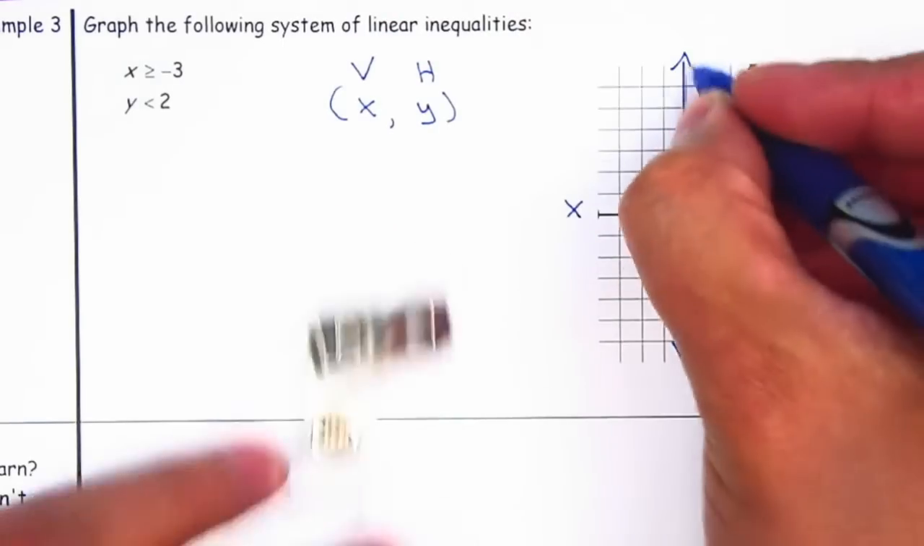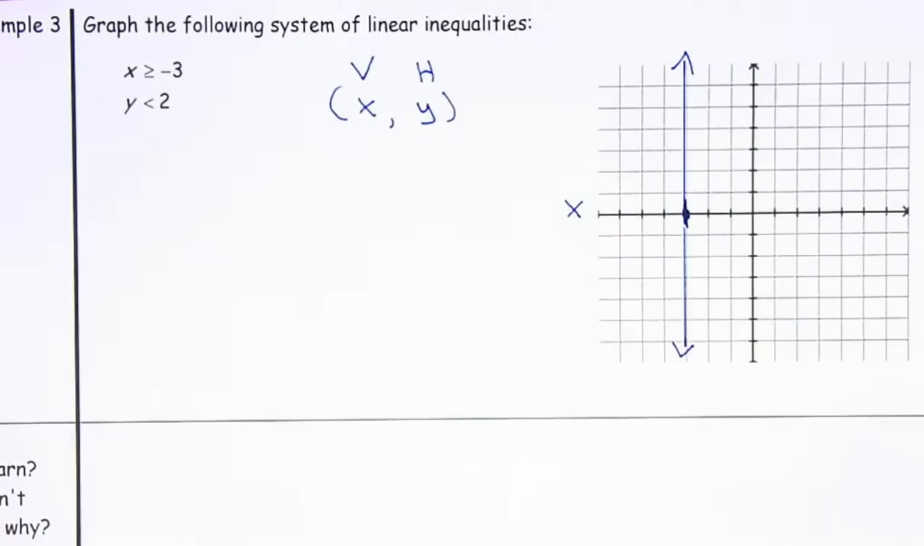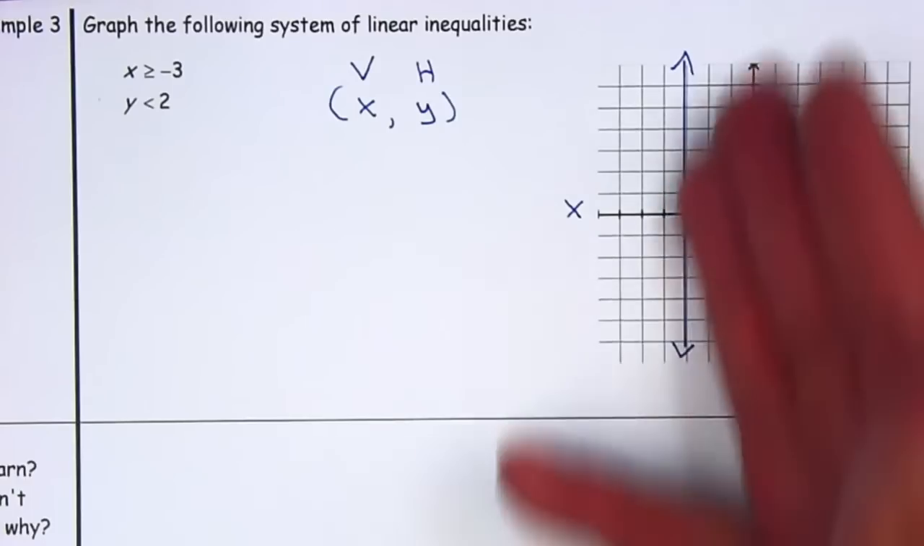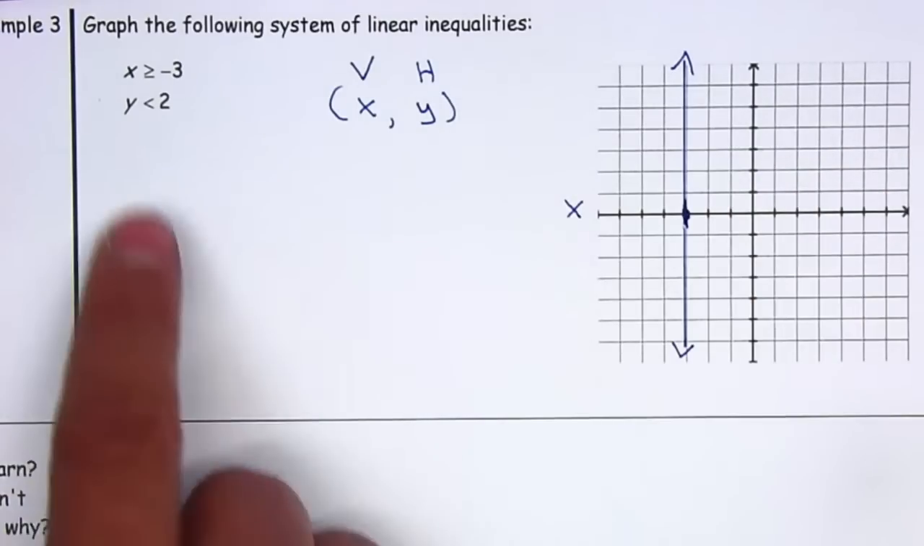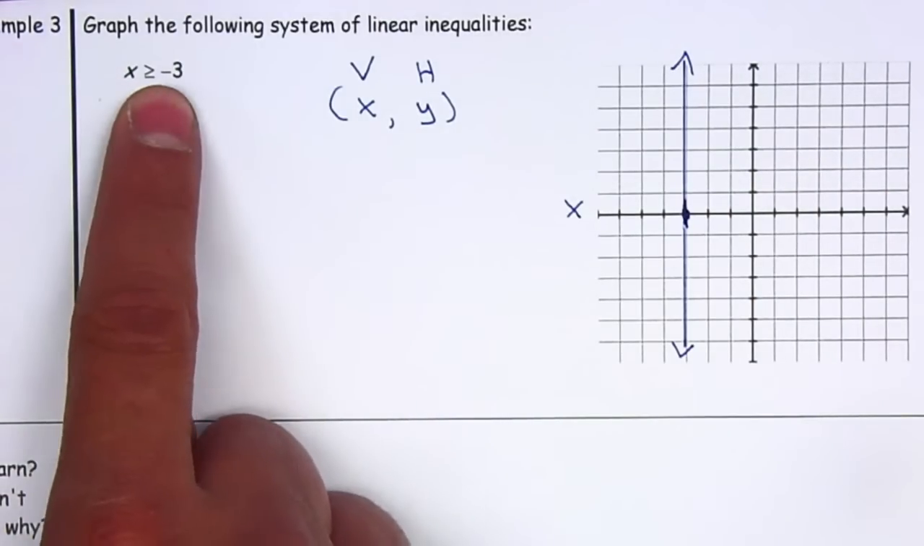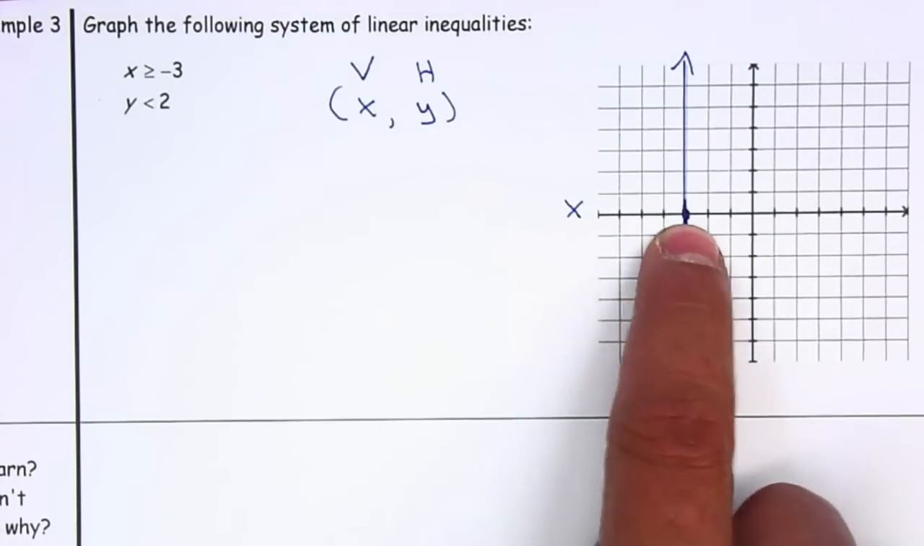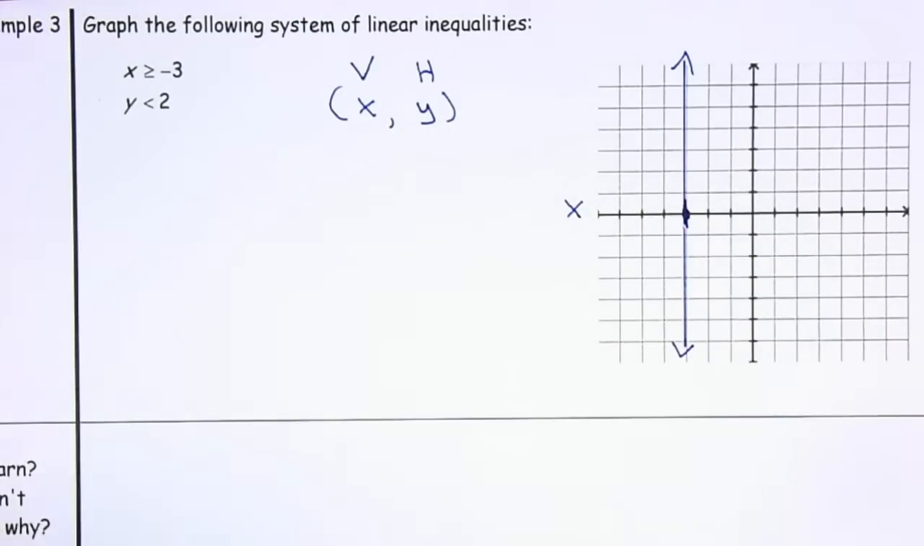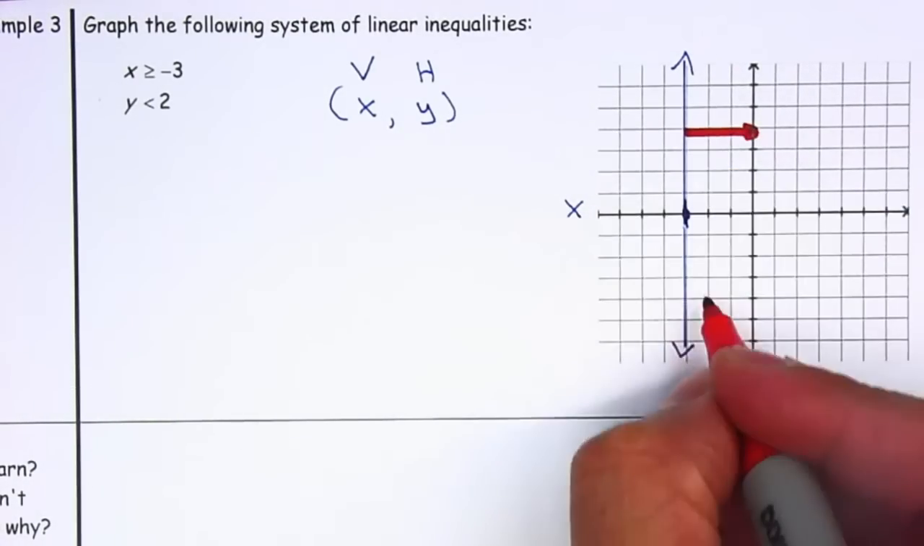Now I need to decide if I'm going to shade the top or the bottom. And I know some of you will say, well, there's no top and bottom, there's only right or left. It says x is greater than -3. So all the numbers that are greater than -3 are to the right. That means we have to shade the right.